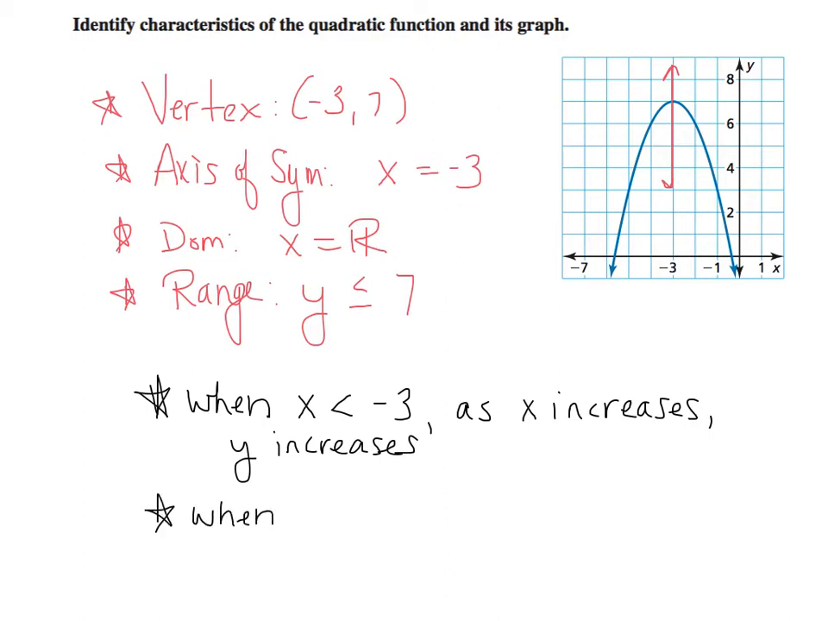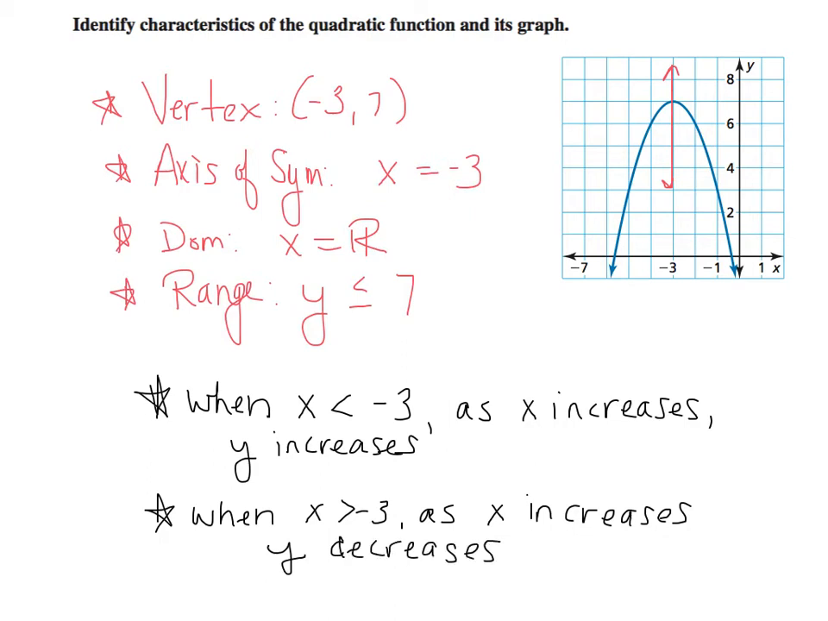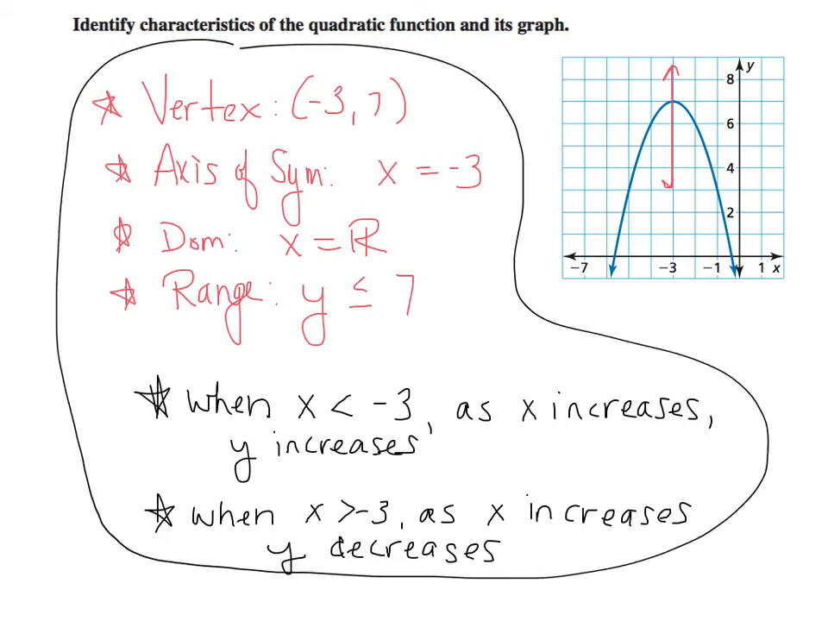But when x is greater than -3, as x increases, y is decreasing. You could also say that backwards. You could say as x is greater than -3, as x decreases, y increases. So either one of those would be correct. But this is all of the characteristics, all of the information that you can gather from a graph.